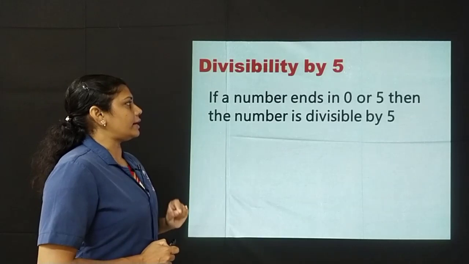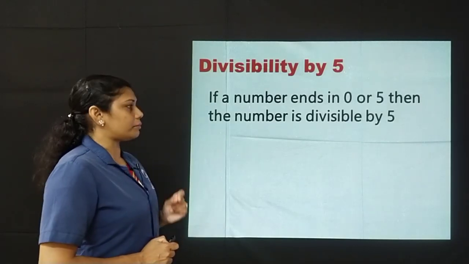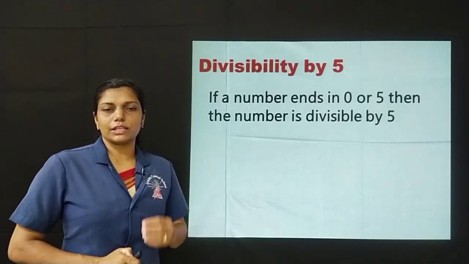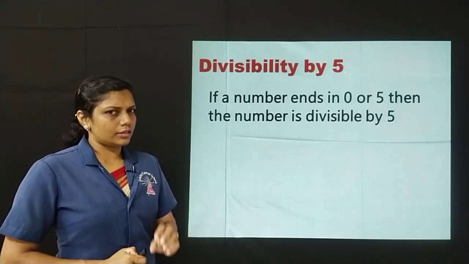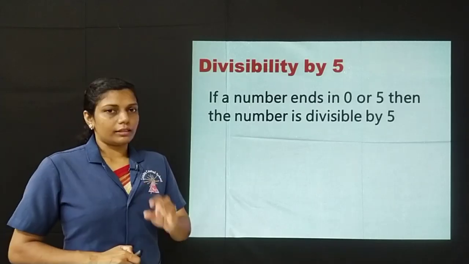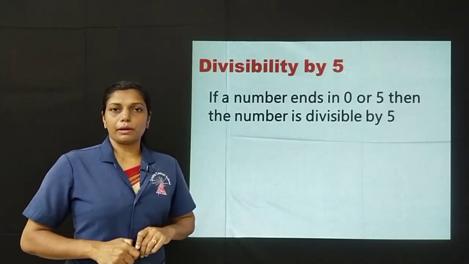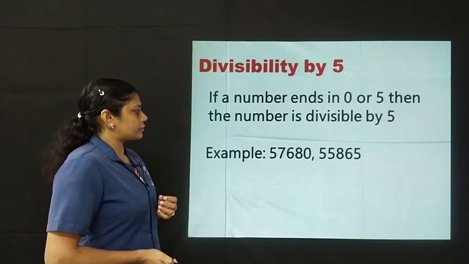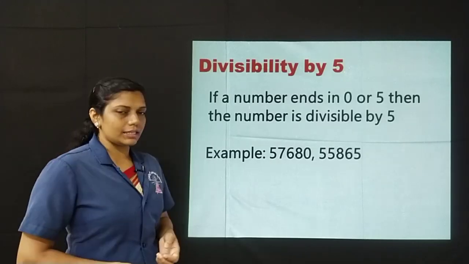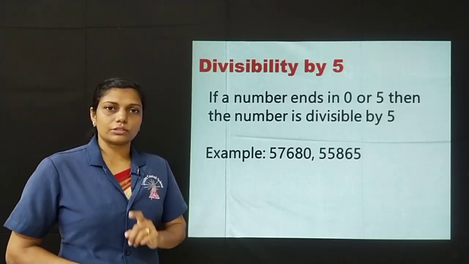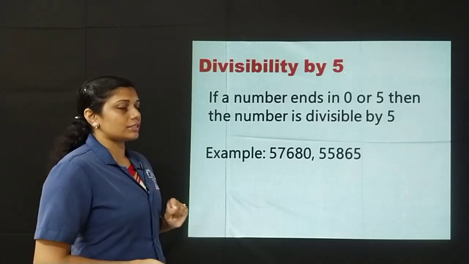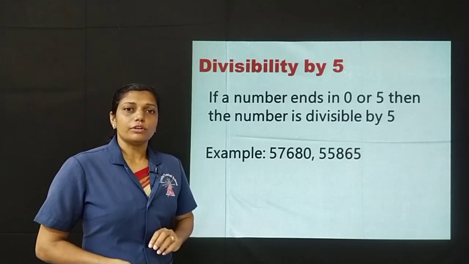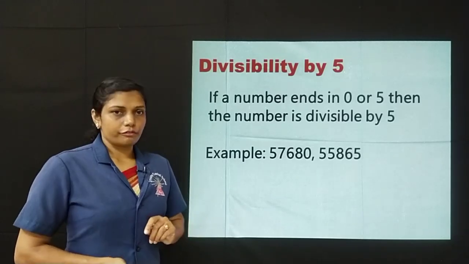Divisibility test by 5. If a number ends in 0 or 5, then the number is divisible by 5. This is very easy. If the units place of a number is either 0 or 5, then the whole number is divisible by 5. For example, 57,680, it ends in 0, so it has to be divisible by 5. 55,865, it ends in 5, so it has to be divisible by 5.